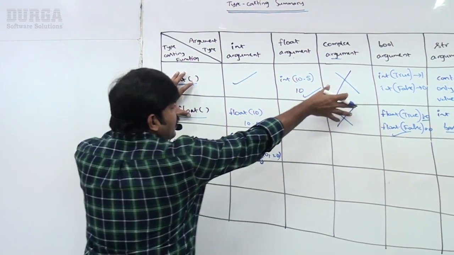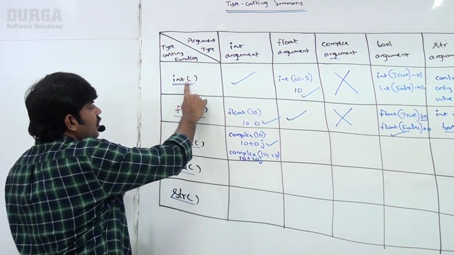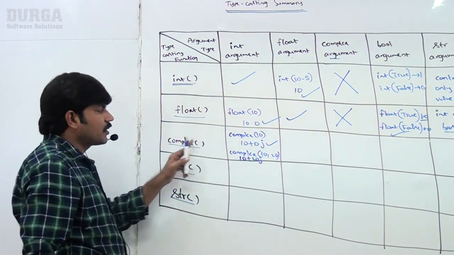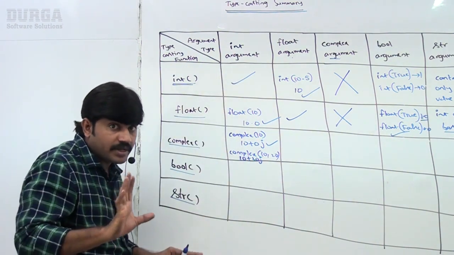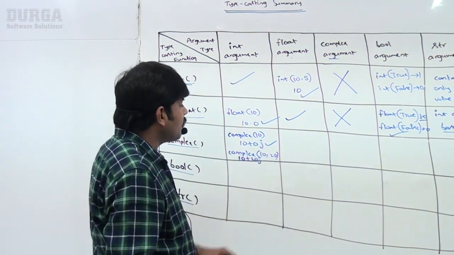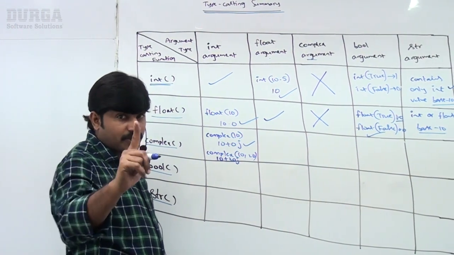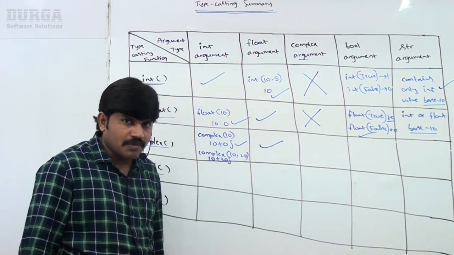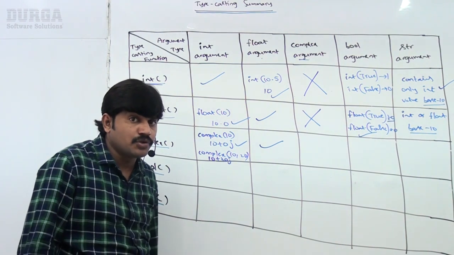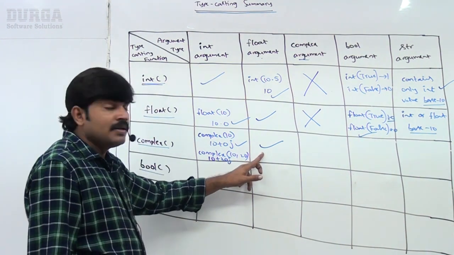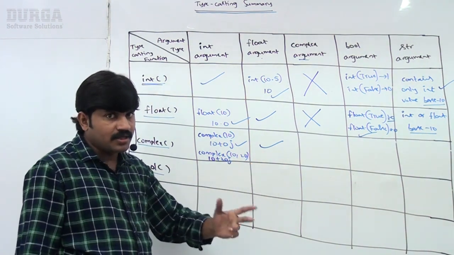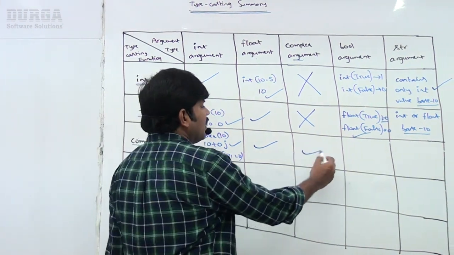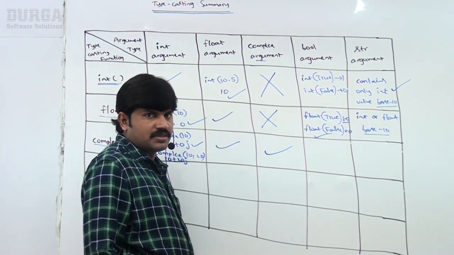So if you want to convert a complex number to int type or float type, it is not possible, but if you want to convert an int number to complex, it is possible. Don't get confused. Okay, what about float? Same rule. If you are passing one argument, it will become the real part. If you are passing two arguments, it will become complex, getting both the real part and imaginary part. Same rule. Next, complex to complex is always possible.